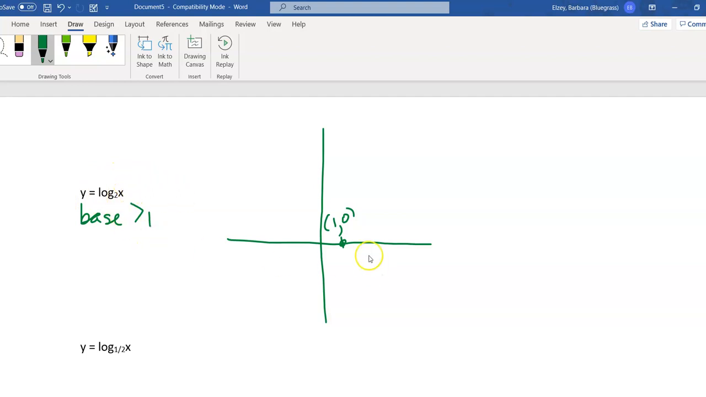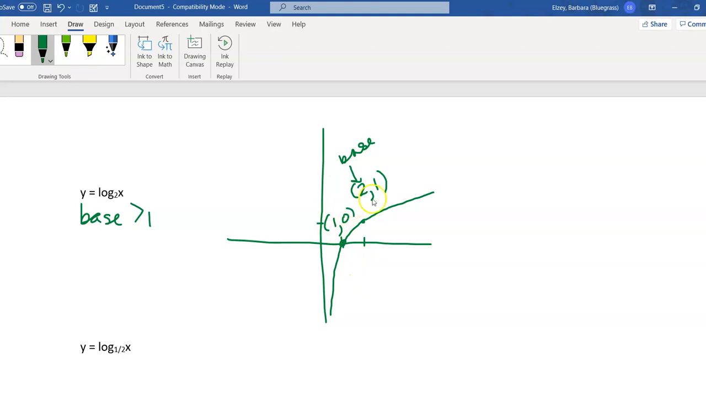And then we have the point, in this case, 2, 1. And the point 2, 1 comes from the base and 1. That 2 comes from the base. So if this was log base 3, we'd have 3, 1. If this was log base 4, we'd have 4, 1, and so on. All right, and then here is what the graph looks like when the base is bigger than 1.